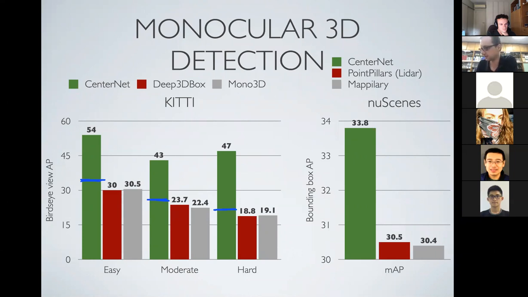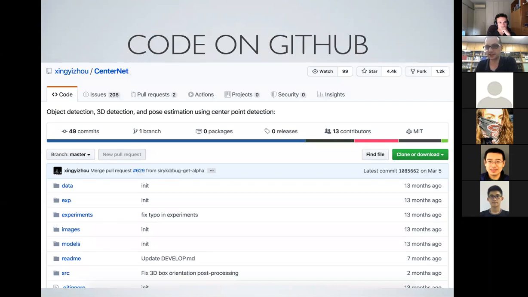It also worked quite well on nuScenes, which is a fairly recent data set. There, at the initial publication time, we actually beat the simple LiDAR baseline for nuScenes, which is PointPillars. By now, the LiDAR baselines are much better, and I'll talk about this later in this talk. All right, code for CenterNet is available online on GitHub. So if you want to play with this, feel free. I think it's not too hard to use.